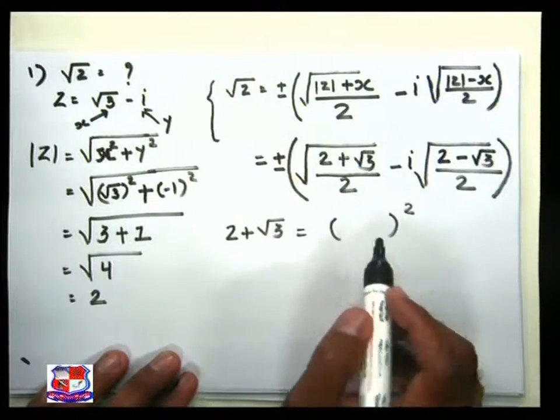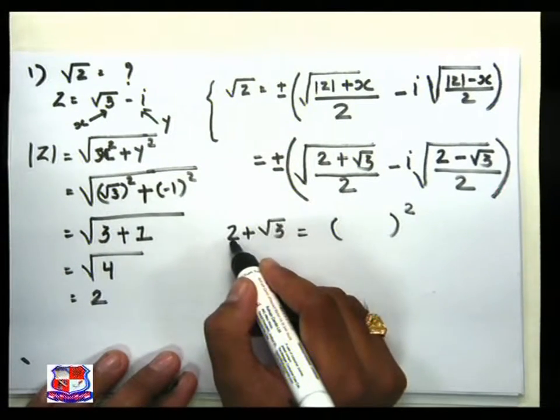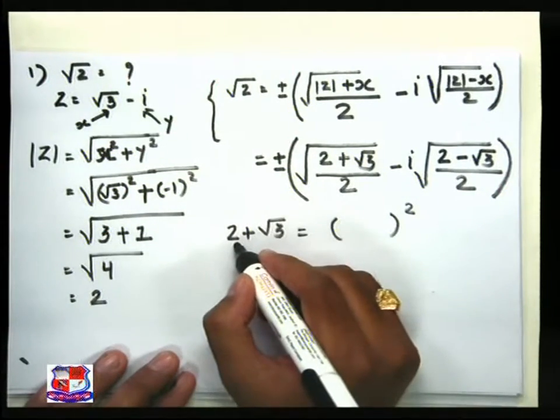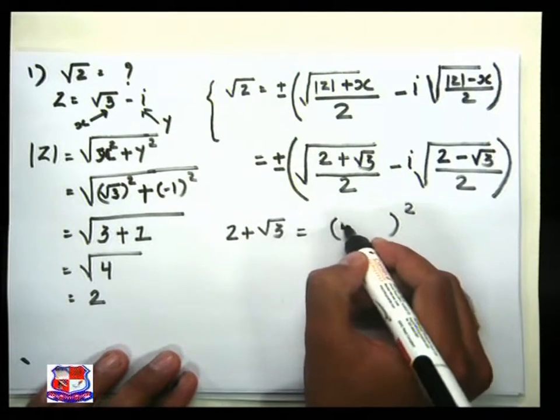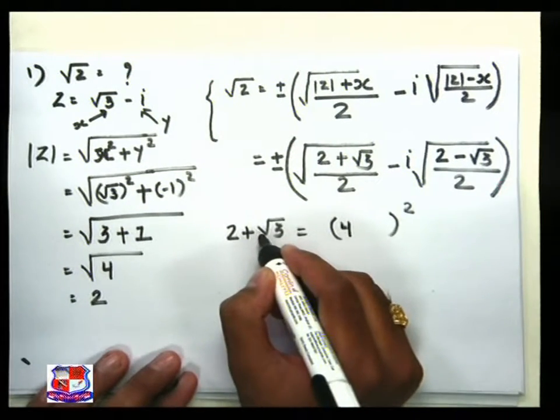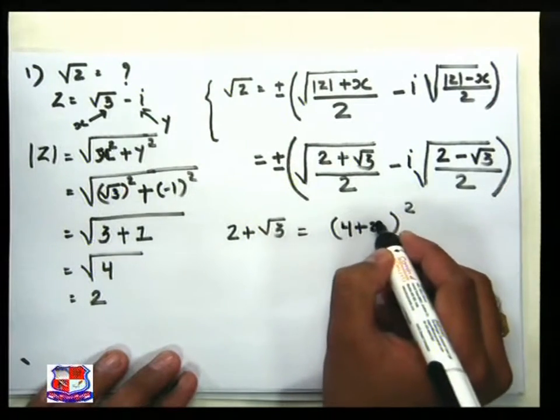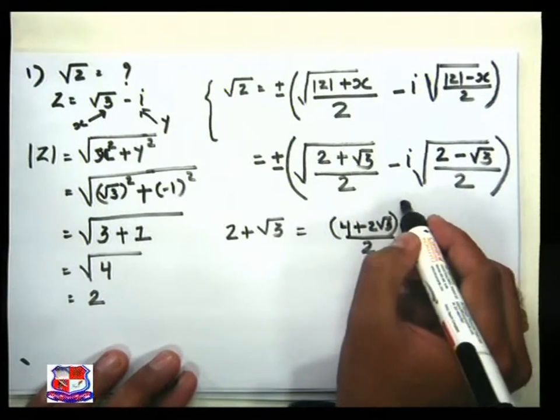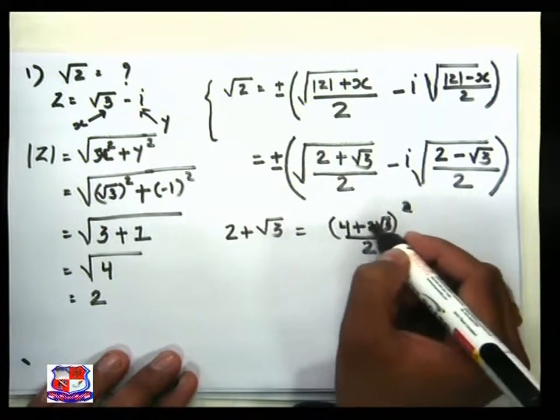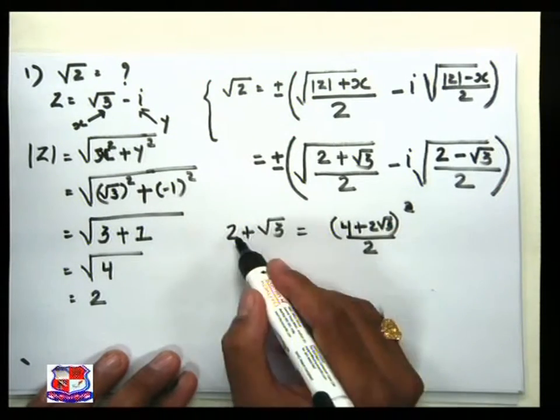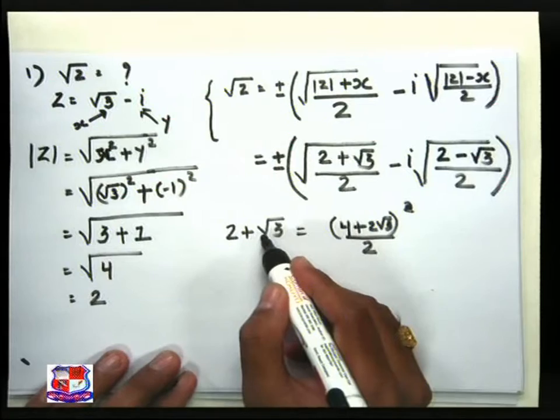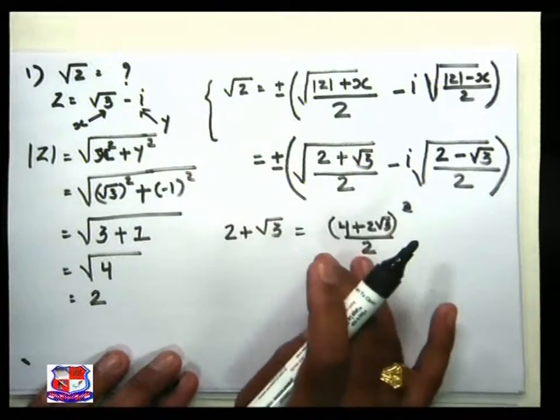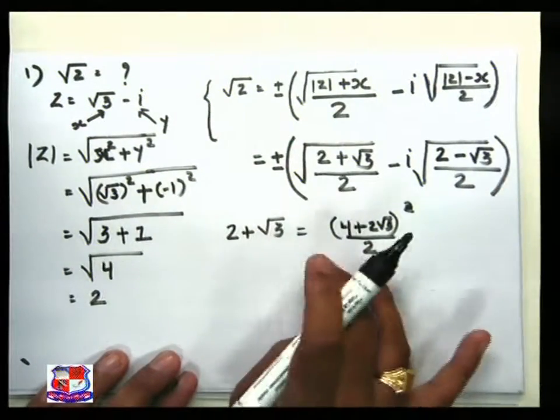So how can we find out this value? Now if we multiply and divide by 2 on both sides, 2 multiplied by 2 becomes 4. Here if we multiply 2, the plus sign stays as it is, 2 under root 3, and divide by 2 here. Just now we multiplied and divided by 2, so 2 into 2 is 4, plus 2 into under root 3, and divide by 2. So our LHS and RHS are both equal.